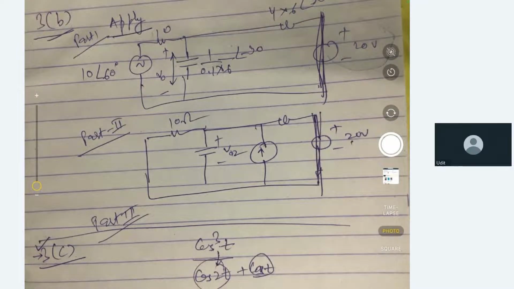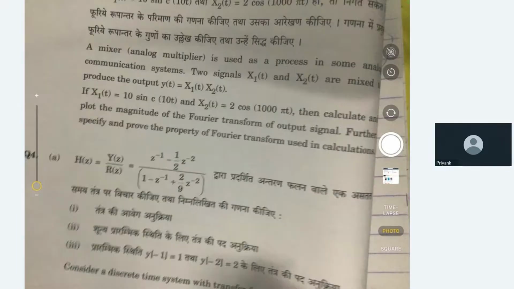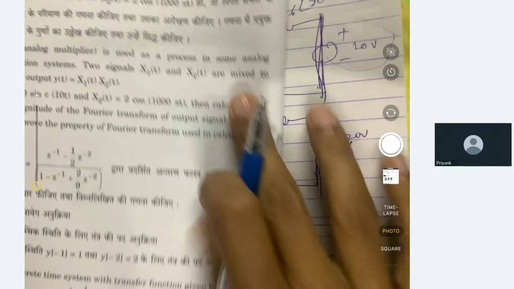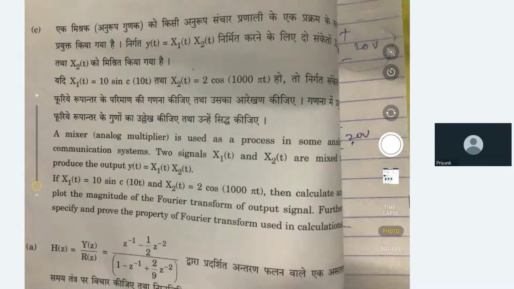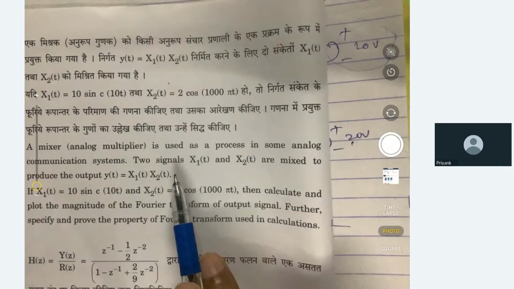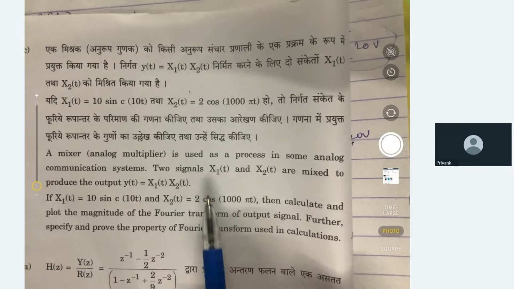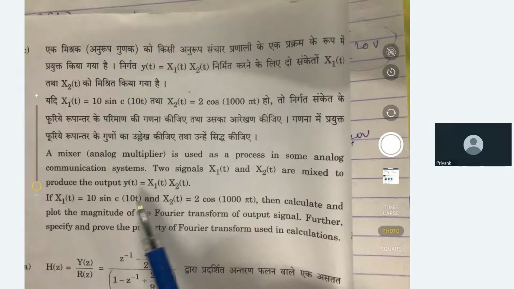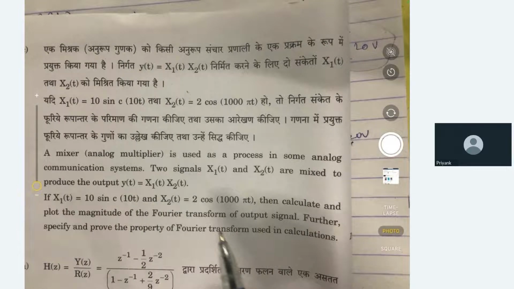Okay, so let's do now question number 3C. This question has come earlier also, perhaps in 2005. It is written, a mixer analog multiplier is used as a process in some analog communication systems. Two signals x1(t) and x2(t) are mixed to produce the output y(t) equal to x1(t) cross x2(t). If x1(t) is 10 sinc 10t and x2(t) is 2 cos 1000 pi t, then calculate and plot the magnitude of Fourier transform of the output signal.